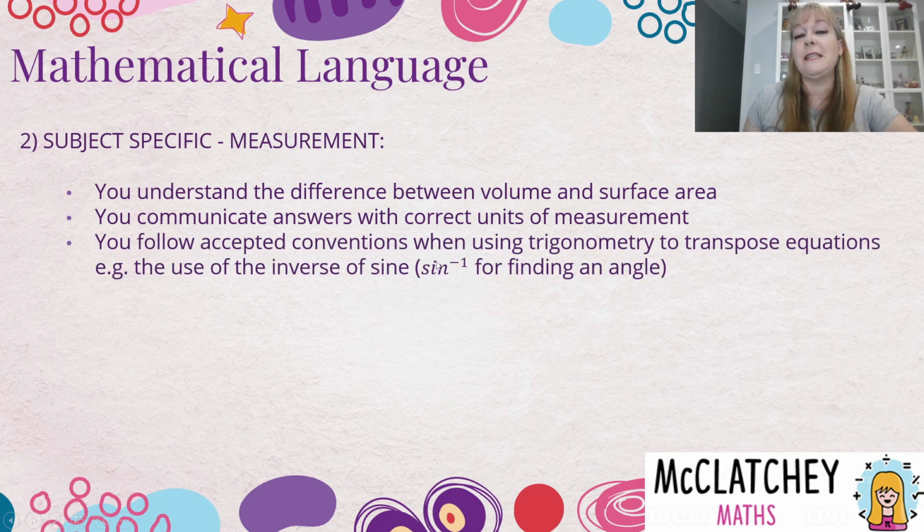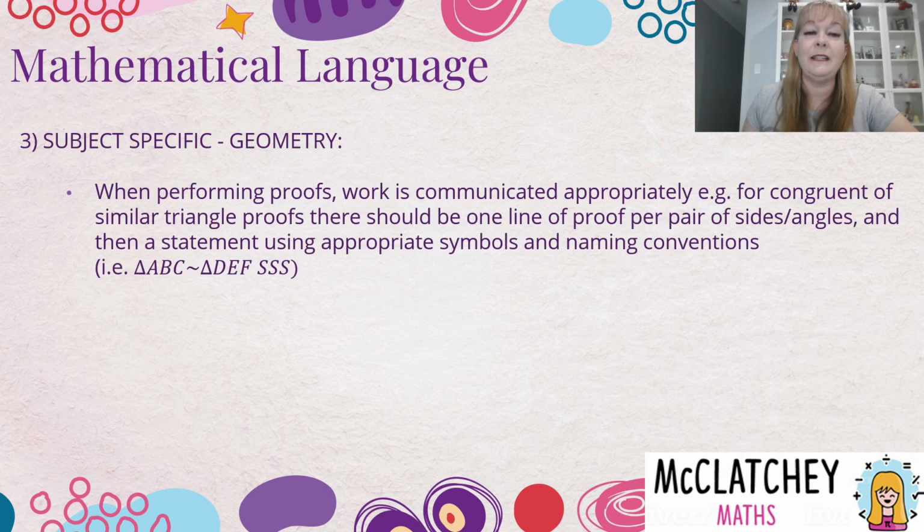You're following accepted conventions. So for example, if you're using trigonometry to transpose equations, you're using the inverse of sine, and that looks like this, sine to the power of -1. So you're doing that properly, not as a big -1 to find an angle. You're labeling all those diagrams that you draw or create using technology appropriately.